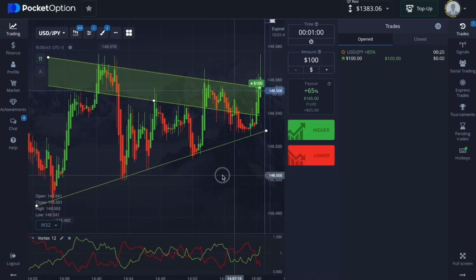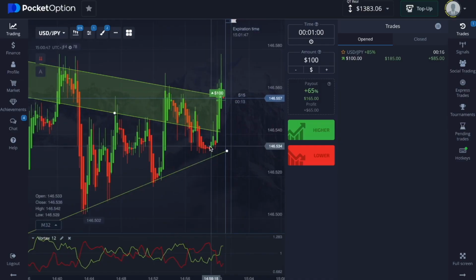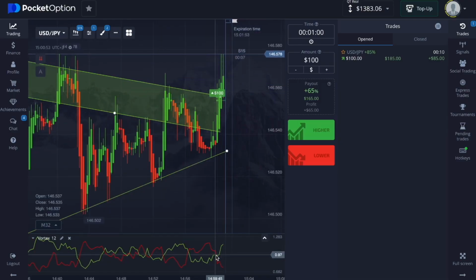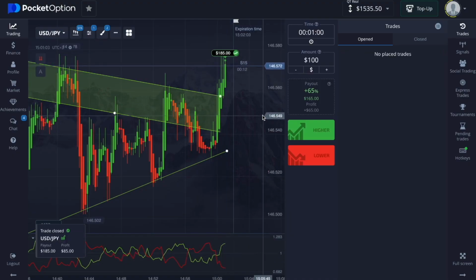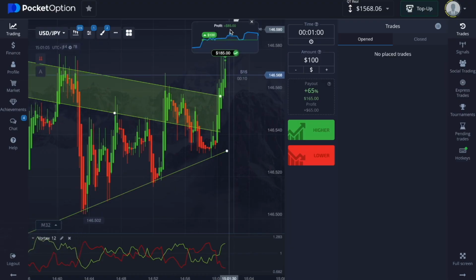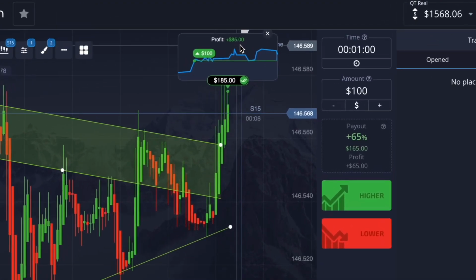I recommend using tools to identify trends and actively working with them. Knowledge of patterns will help you find the best points to open trades and reversal points. Also, make sure to use indicators to identify and confirm trade openings. And the price continues to rise. My trade closes and I earn $85 in just 1 more minute.